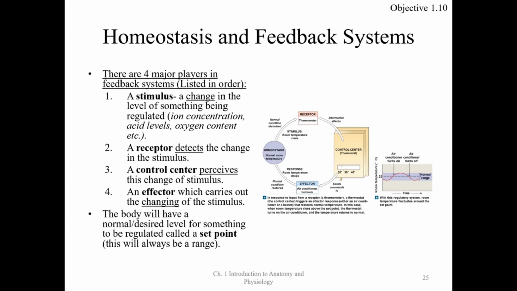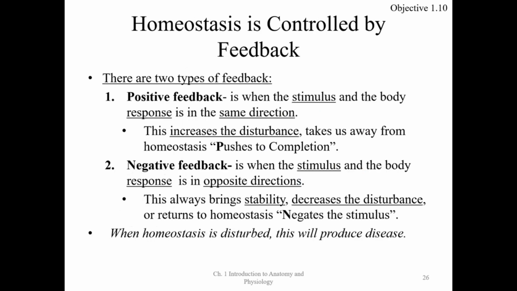Now, our set point, let's say 22 degrees Celsius, that's our set point. Really, there's a range. It fluctuates around a range. So the set point will have a range around it, and that will be our normal range for something. Okay, I hope that makes sense.